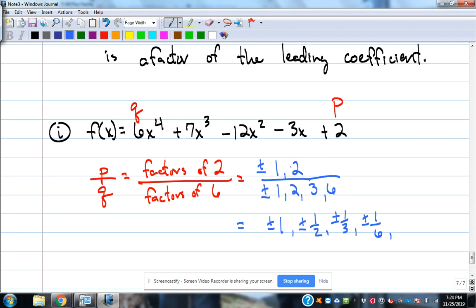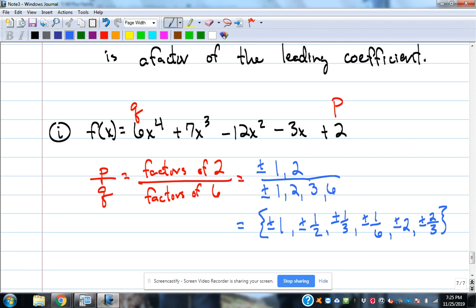Then I do the same thing with the 2. 2 divided by 1, 2. 2 divided by 2, 1. I already got that written down. I'm not going to write it again. 2 divided by 3, 2/3. 2 divided by 6, 1/3. I already got that written down, so I'm not writing it again. Okay? So what I've done is I've created this set of rational numbers that are the possible rational solutions for this polynomial. Instead of every number in the world, I've narrowed it down to 12 numbers. It's a much smaller list.